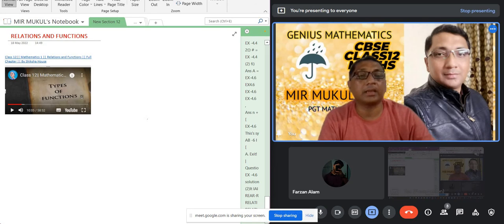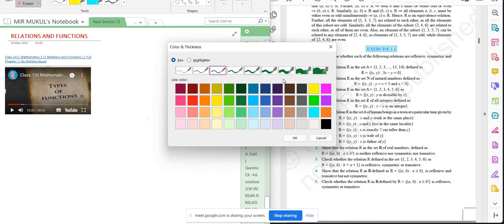So now we'll start the exercise. This is our NCERT portion. So we'll start. First question, answer 1. Determine whether each of the following relations is reflexive, symmetric or transitive or not.